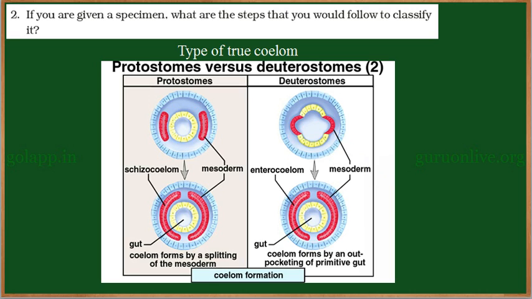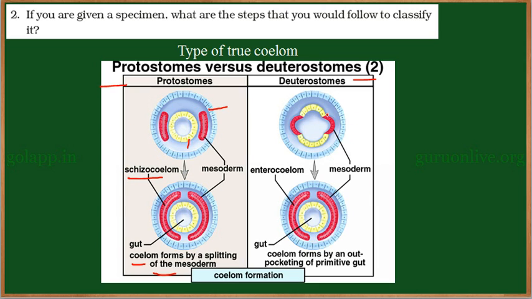Next, if the body cavity is present, then based on the type of the true body cavity, organisms are further classified into protostomes and deuterostomes. In protostomes, the cavity forms from the mesoderm. For example, if we take the embryonic stage gastrula, during gastrula the germ layers are formed. This is the outer ectoderm, this is the endoderm, and this is the mesoderm. If the mesoderm splits and forms a coelom, then such a coelom is called schizocoelom.